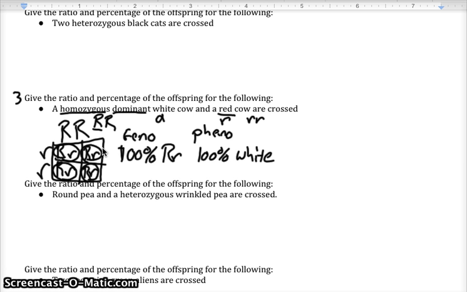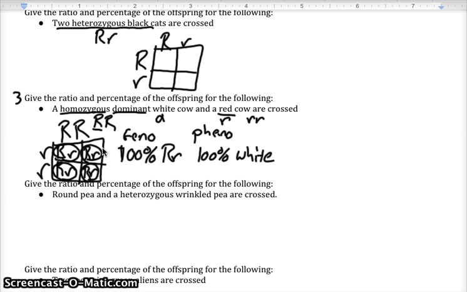Alright, up here, we have two heterozygous black cats. So that means black cat, if it's two of them, they're both heterozygous. And heterozygous means big little. So, draw my Punnett square. Big little. Big little. Now I'm going to put my big ones. I'm going to go across with this R there. I'm going to take this big R down. And then I'm going to do my little r's. Little r goes across, little r goes across.